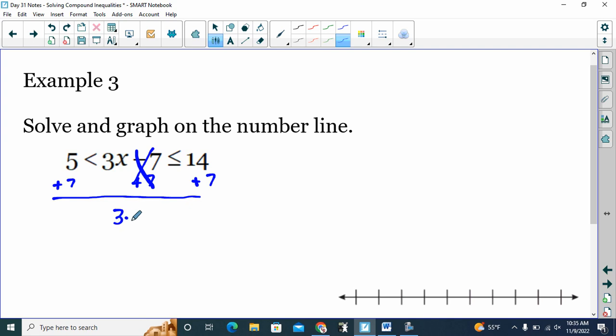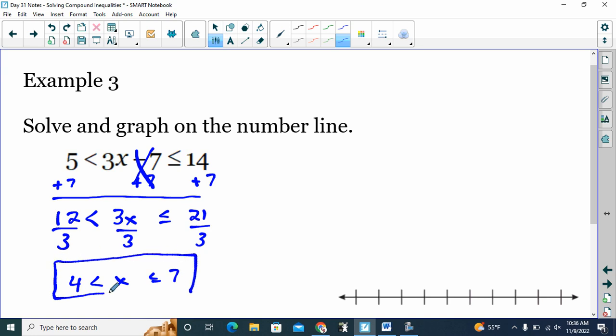Those cancel. 14 and 7 make 21. I bring down my inequality. 5 and 7 make 12. And divide both sides by 3. Again, if I divide the middle by 3, I have to divide all of the outsides of the inequality by 3 as well. This is a fine way to write your answer. That means the same thing as the answer we wrote on the previous one.